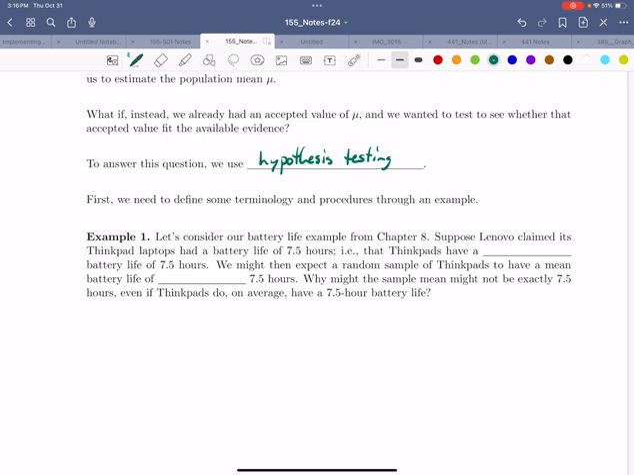So let's go back to chapter 8. We considered Lenovo laptops. They claimed that their laptops had battery lives of 7.5 hours. In other words, that ThinkPads have a mean battery life of 7.5. Now, again, by the way, this is completely made up. Not speaking for Lenovo or anything. So we would expect a random sample of ThinkPads to have a mean battery life of approximately 7.5 hours.